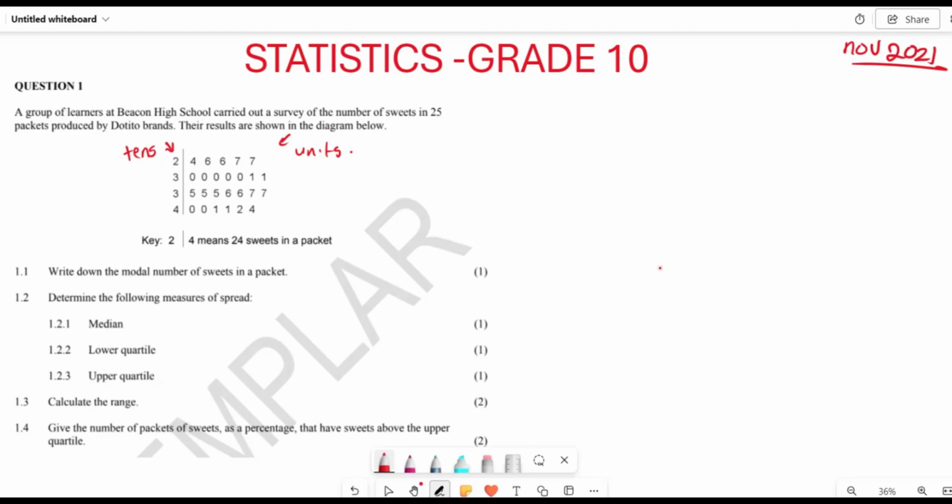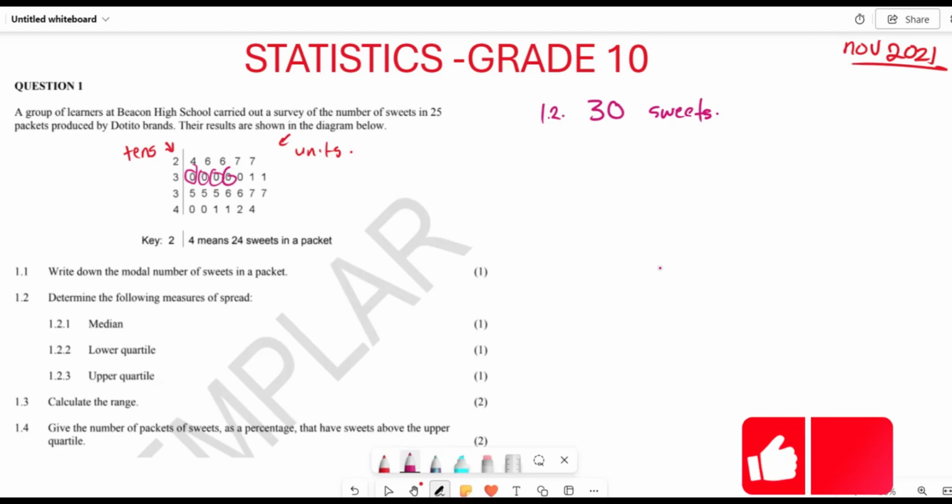of the sweet packets, right? Can you see that most of the packets are having 30, if you look at these? Most of them are having 30. Remember, when we speak of the modal class, we say the one where most of the packets are going to be found. So for your 1.2, you'll realize that most of these packets are going to have 30 sweets, right? Now let's look at 1.2.1.